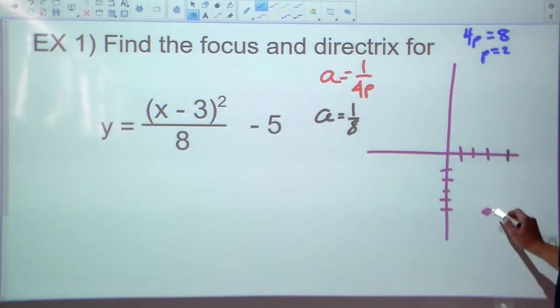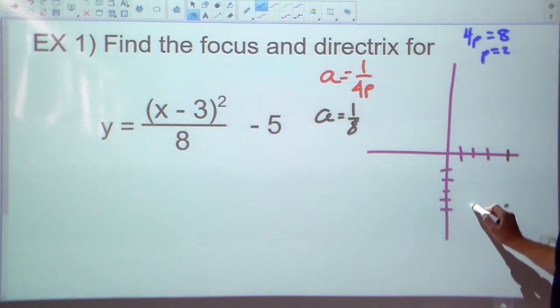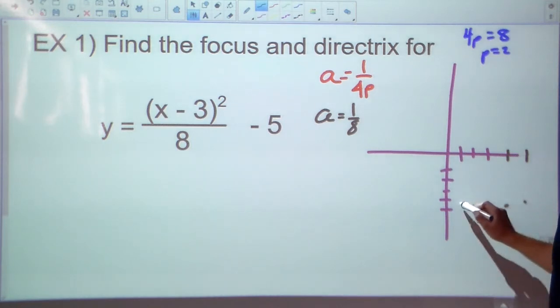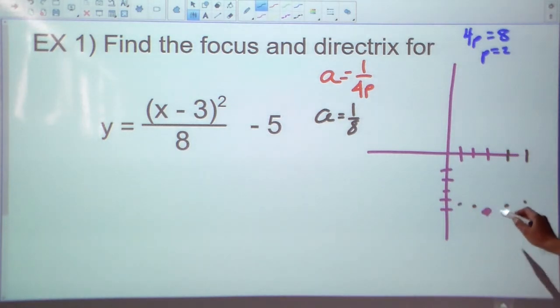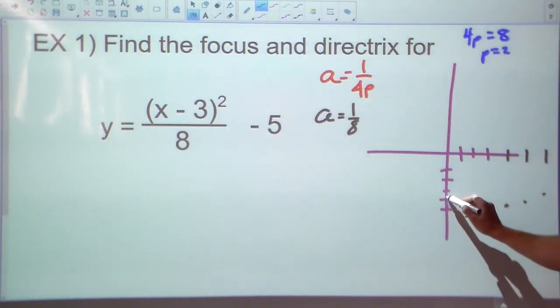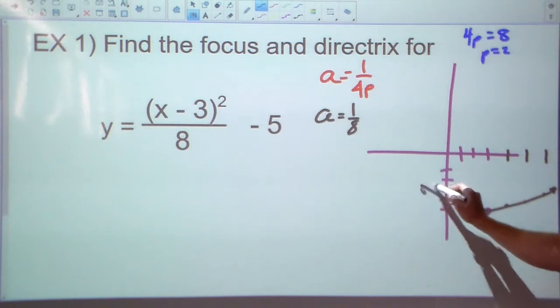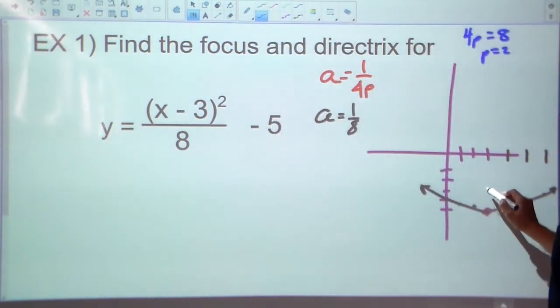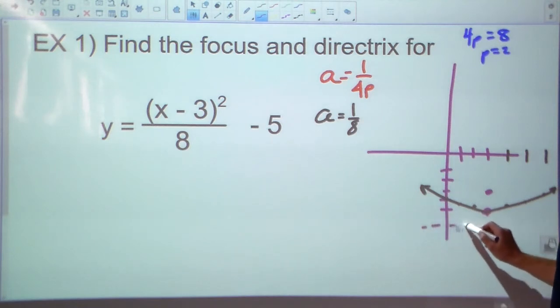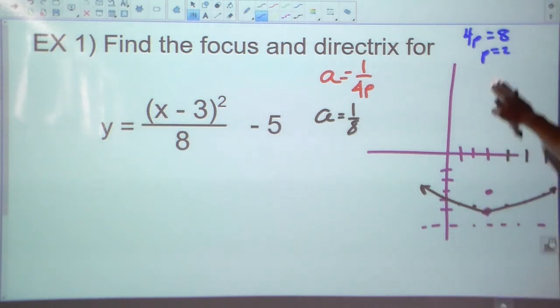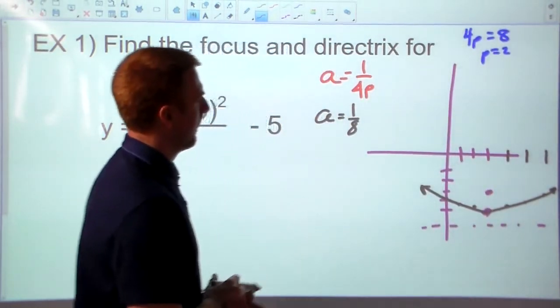There's really not a whole lot to do with that. So that means every time I go right or left, I'm only going up 1/8, so I'm barely going up at all. The next time I go one more, I'm going to go up 3/8, so I'll be up to 1/2. So this thing is very slowly opening. Next time I would go 5/8, so I'll be just a little bit above -4 there. And I think that's good enough. So my focus is going to be happening somewhere in this area. Directrix is somewhere down here. We don't have to worry about how far away right now. If you want to start using the p value, you know it's 2 above, 2 below. But that's enough to get us in the right direction.